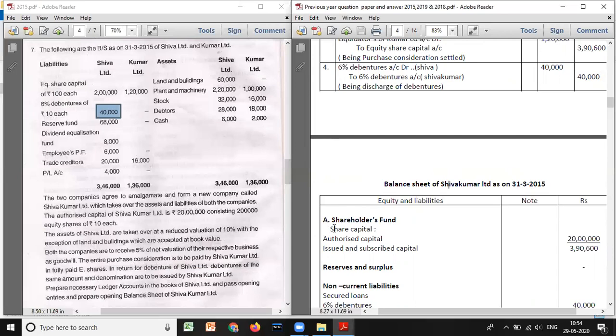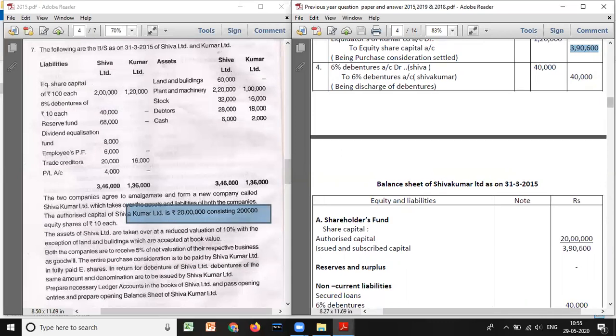First, equity and liabilities. We have shareholders' funds under share capital. Because they have given authorized capital, you always have to show it if they give it. So authorized capital of 20 lakh they have given. And next one, issued and subscribed capital. Look here, the total paid is how much? Equity share capital paid is 3,90,600. Here we don't have any premium, so you have to show nominal capital only. Issued and subscribed capital is 3,90,000.